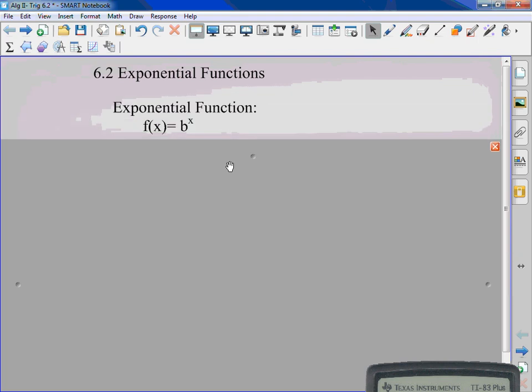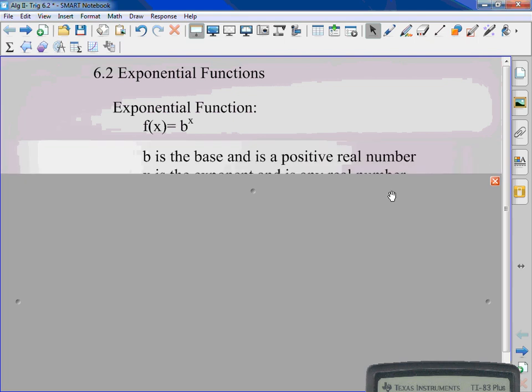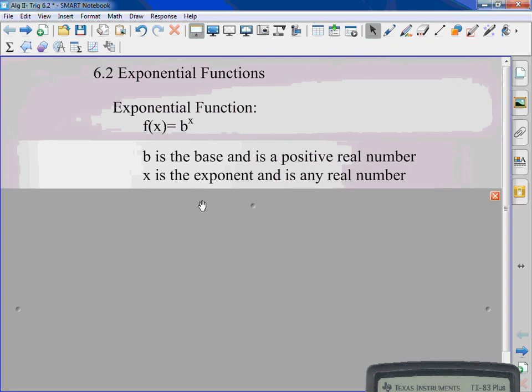Exponential function: f of x equals b to the x. B is the base, and it is always going to be a positive real number. Well, it doesn't have to be, but for right now. X is the exponent and is any real number.